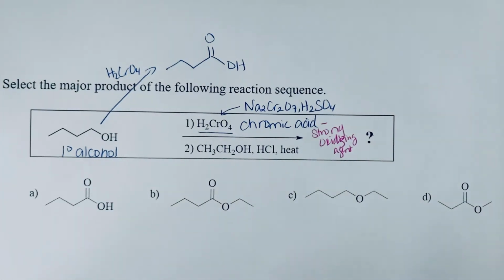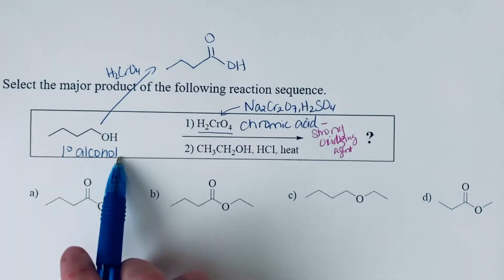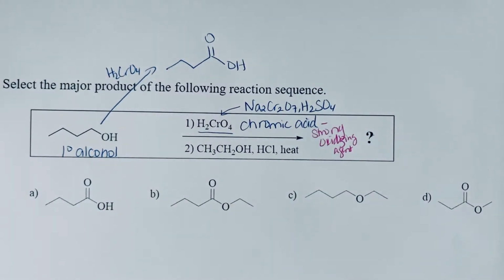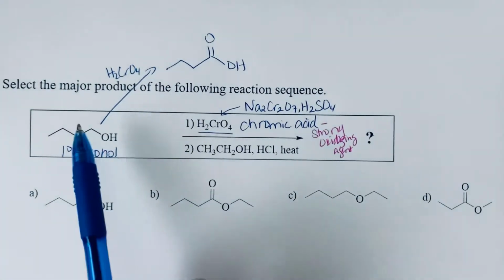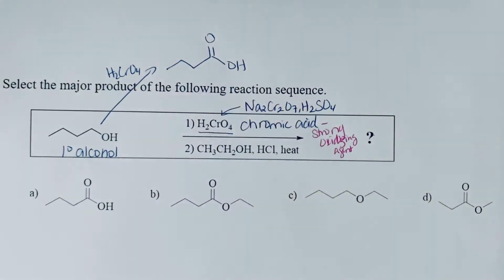So you might want to refresh your memory on what reagents would allow you to take that primary alcohol and make the aldehyde. In this chapter, we're looking at carboxylic acids. You're probably more likely to see this reaction. All right, so after that first step, you've got a carboxylic acid.